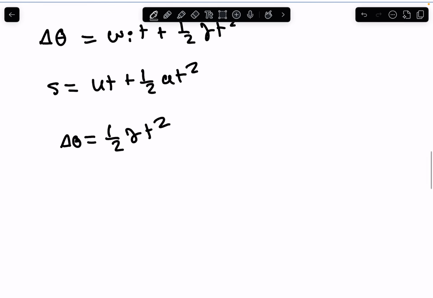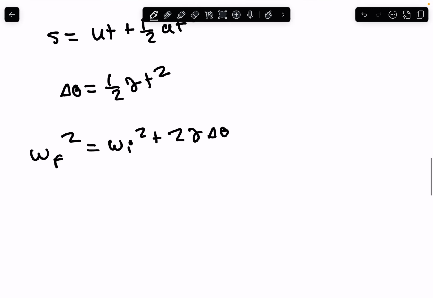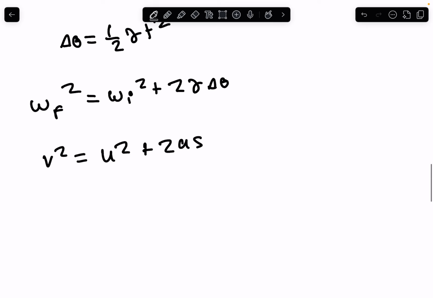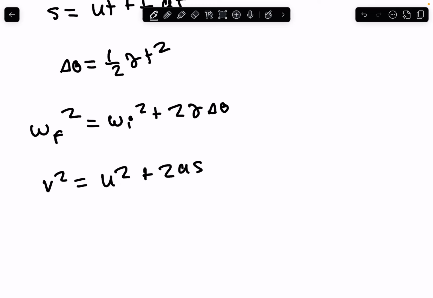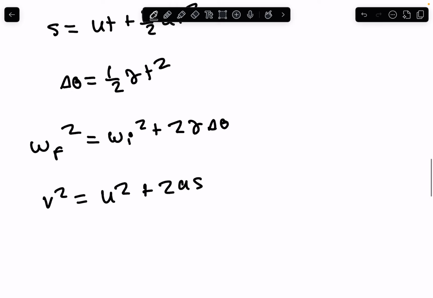Now on to the final SUVAT rotational equation, which states that the final angular velocity squared equals the initial angular velocity squared plus 2 alpha delta theta. Its equivalent in normal mechanics is v squared equals u squared plus 2as. This is also one of the ones that you use a lot, probably. It's basically the same. If you know how to apply normal SUVAT, you'll know how to apply it in rotational mechanics, because you'll be given everything, probably.